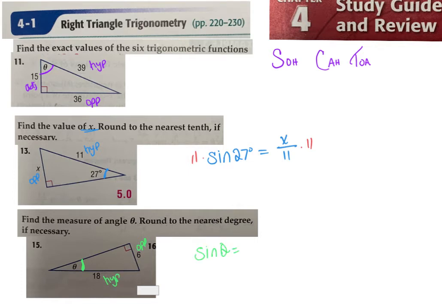Sine of theta equals opposite over hypotenuse. But in this case, we're solving for theta. So we're going to say sine of -1, or inverse of opposite over hypotenuse, will equal your angle. And for this one, you should get about 20 degrees when you round to the nearest degree.